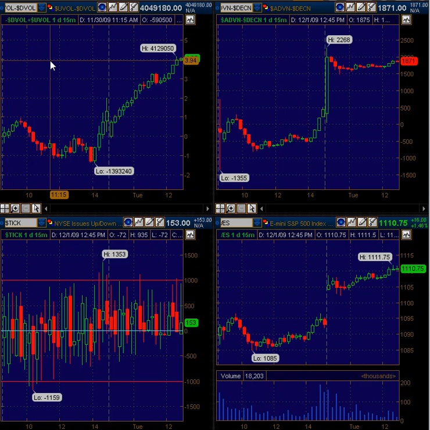In the top left corner here, I have the breadth, which is simply $UVOL minus $DVOL. And that simply gives us the amount of up volume minus the amount of down volume, giving us a net number here. Then in the upper right, I have the advancers to decliners, and that's simply $ADVN minus $DECN, and that results in a net number of advancers minus decliners. So in this particular case, we have a net of 1,878 stocks to the upside, to the positive, and over here we have a breadth of 4.07.